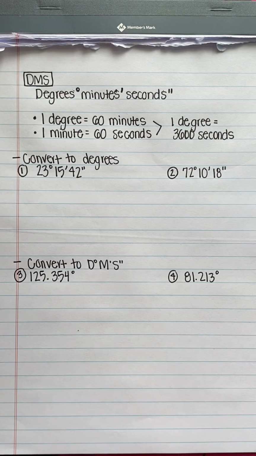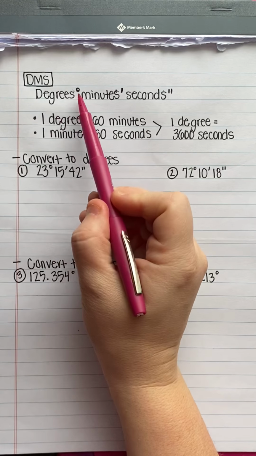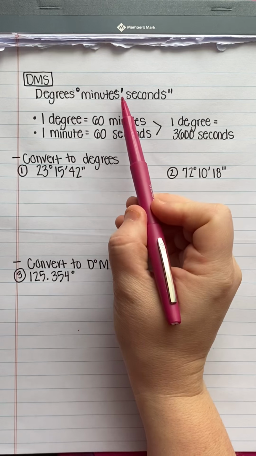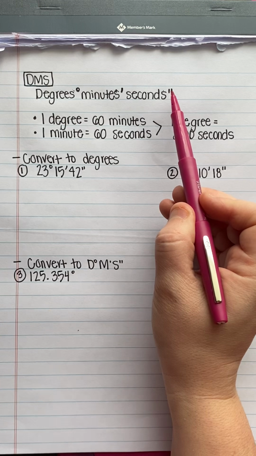All right, this right here is going to help you on your Chapter 5 homework on problems 3 and 4, and this is called degrees, minutes, and seconds. So degrees is going to have a little degree symbol, minutes is going to have one little tick mark, and seconds is going to have two little tick marks. So we got to know how things convert.